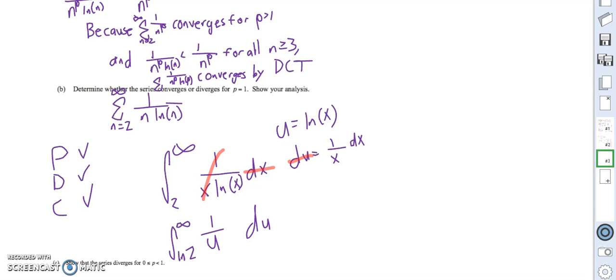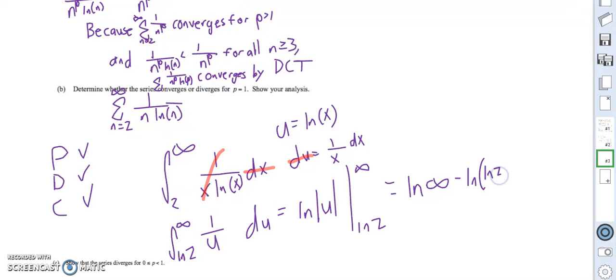Or maybe I do an indefinite integral, get it in terms of u, change it back to x's, then use the same x's, whatever. This is going to be 1 over u turns into ln of u. And I'm evaluating it between u equals ln of 2 and u equals infinity. So I get ln of infinity minus ln of ln of 2. Well, that's infinity. Because the integral diverges, the series will diverge by integral test.